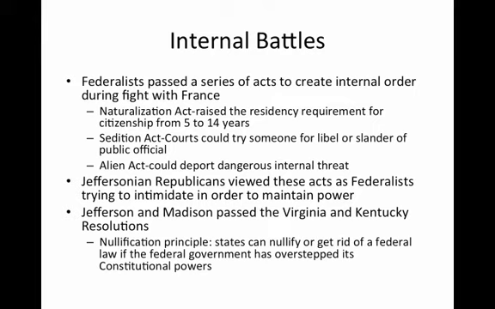Jeffersonian Republicans viewed these acts as Federalists trying to intimidate them in order to maintain power during the context of the quasi-war. Jefferson and Madison then passed the Virginia and Kentucky resolutions. These resolutions had a new principle called the nullification principle, in which states could nullify or get rid of a federal law if they believed that the federal government had overstepped its constitutional powers. This will become very important for the lead-up to the Civil War.